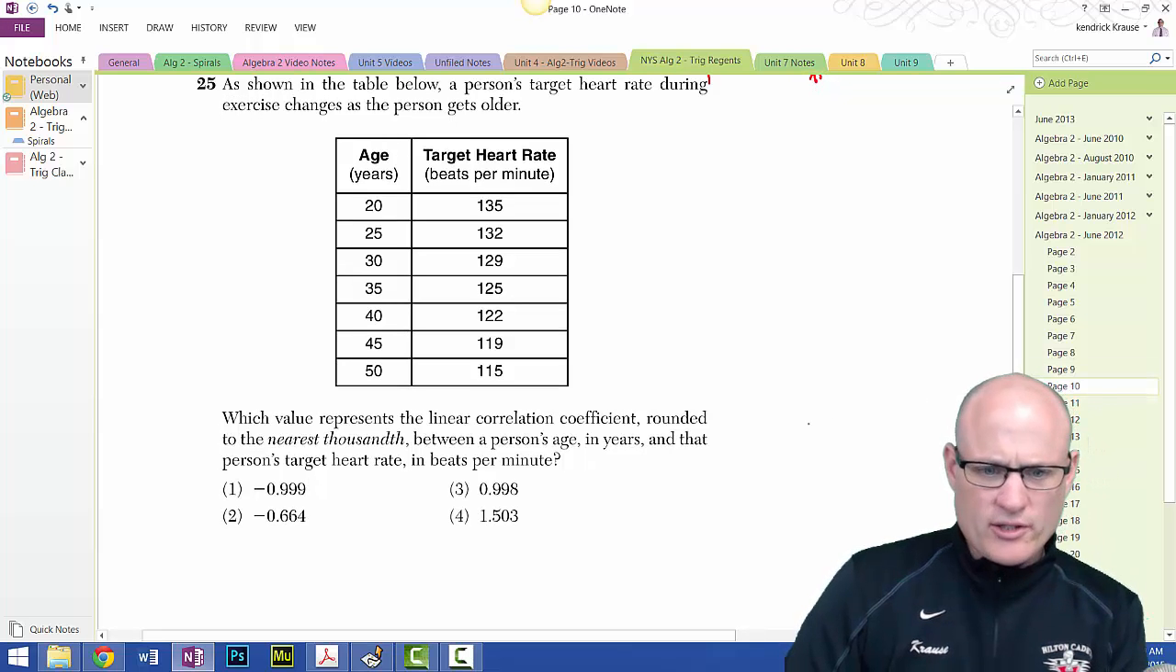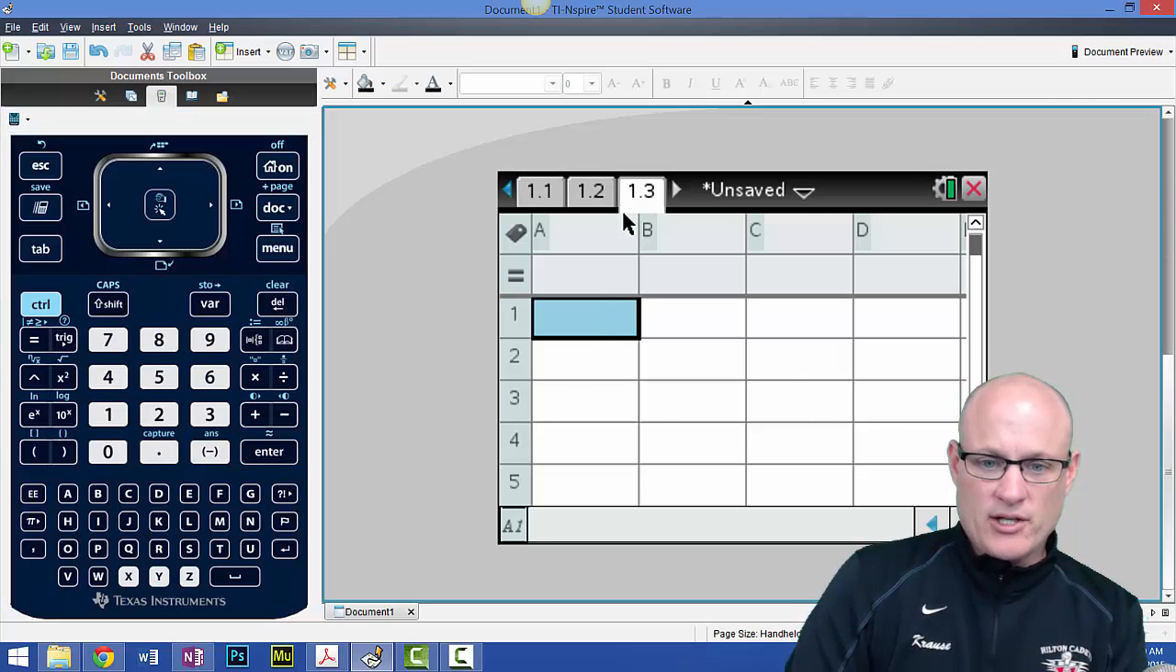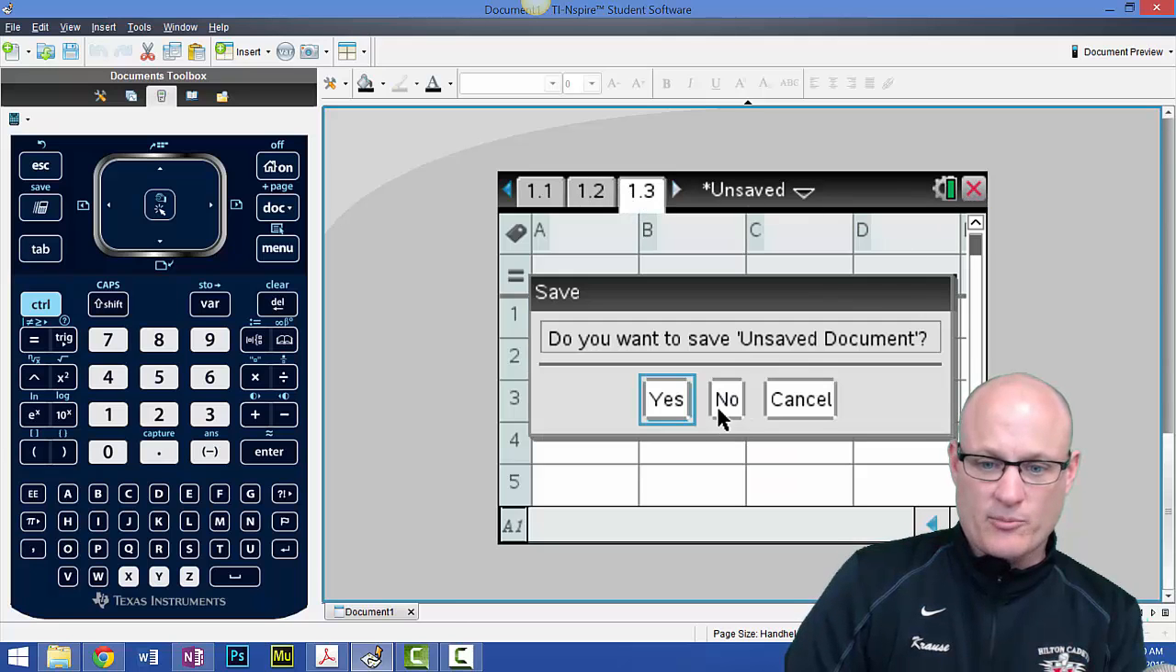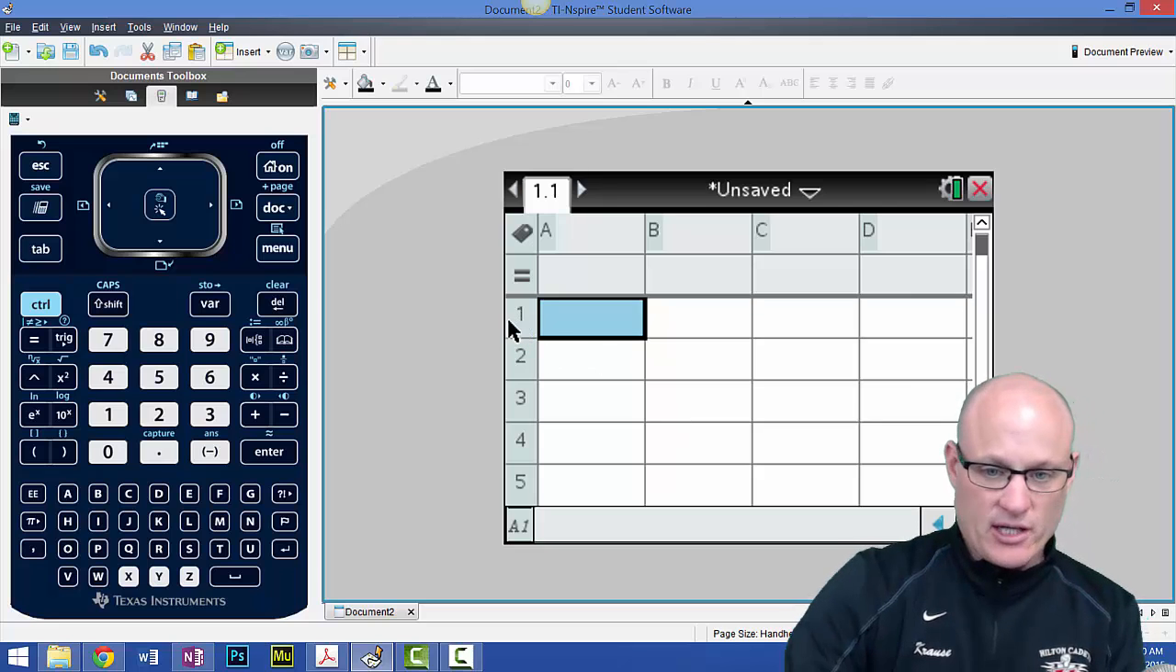What do I want? The correlation coefficient? I want the correlation coefficient into the thousands place. So I got to type all this into my calculator. So let me go, boom, kaboom. Notice how I got multiple sheets here? I hate that. That's going to be a problem. It's always a problem. Let's get rid of it and go back, and there we go. So let's type all this in. I'm going to use my calculator.